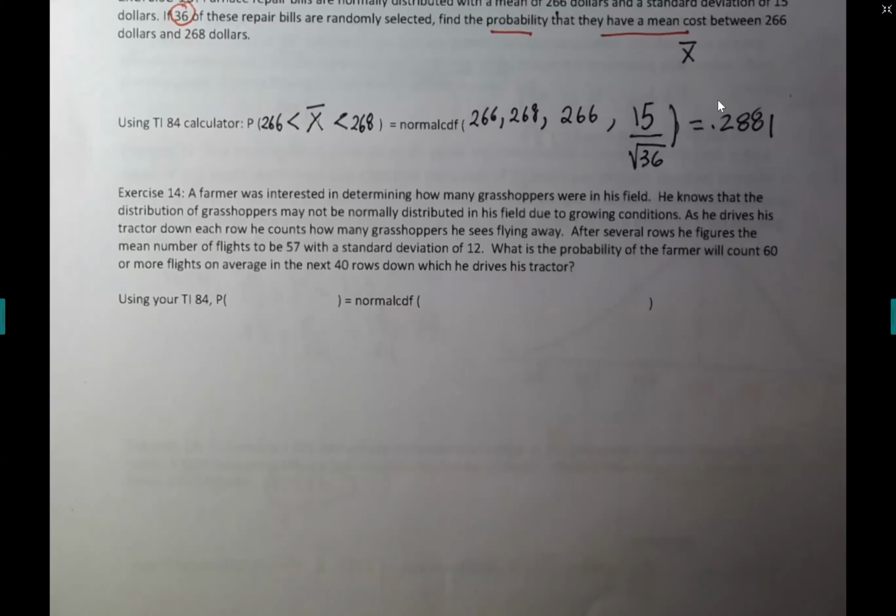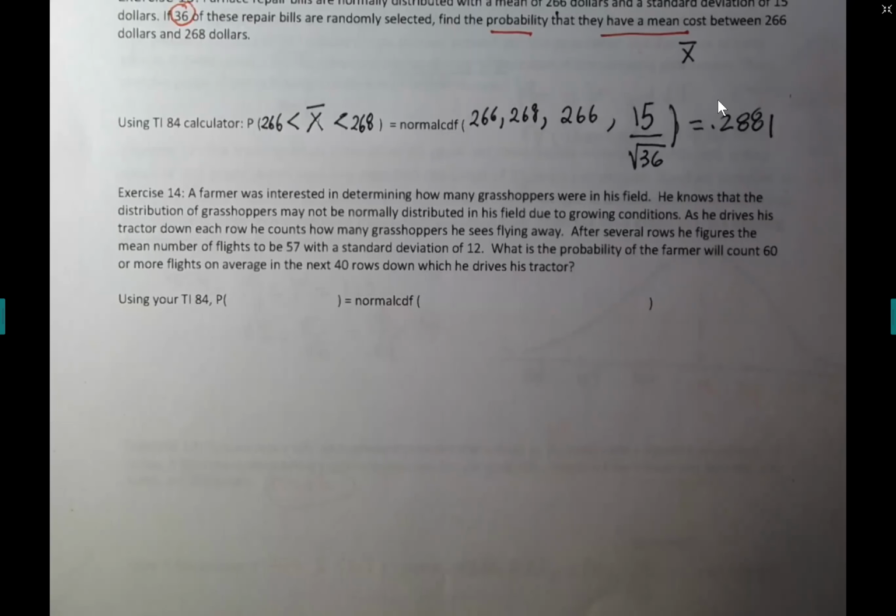So that's section 5.4, exercise 14. A farmer was interested in determining how many grasshoppers were in his fields. He knows that the distribution of grasshoppers may not be normally distributed. If the population is not normally distributed, remember guys, the sample size has to be more than 30 in this field due to growing conditions. As he drives his tractor down each row, he counts how many grasshoppers he sees flying away.